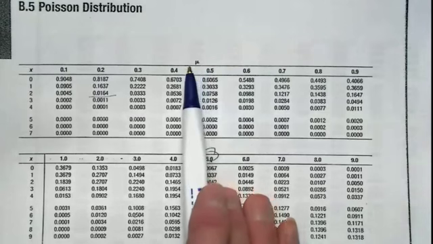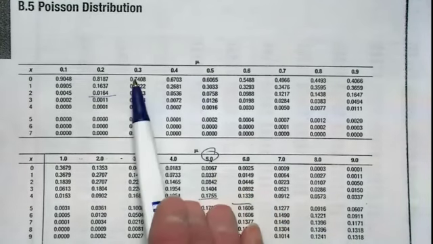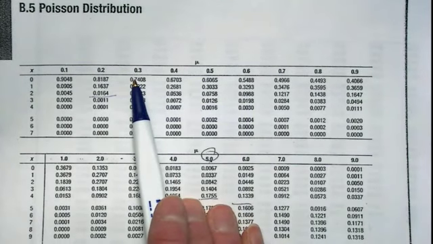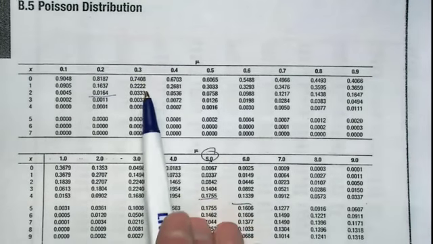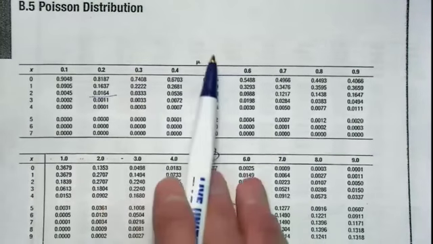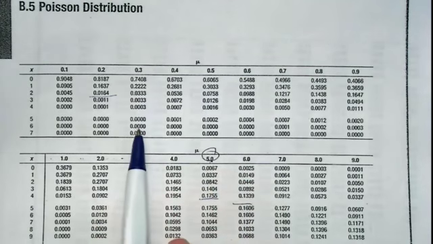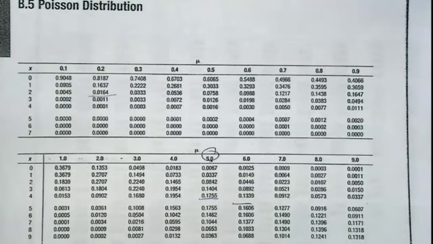There's also the Poisson table. The Poisson table, you need to know mu. So for example, we had a mu of 0.3, and here are our probabilities. Okay? So all you have to know for mu is mu and the x.